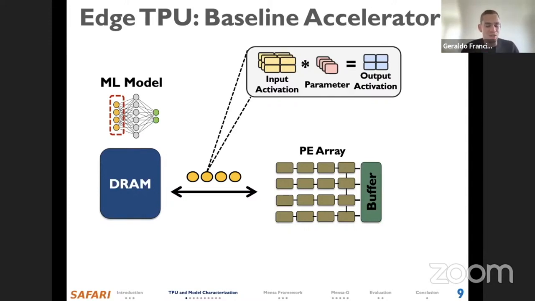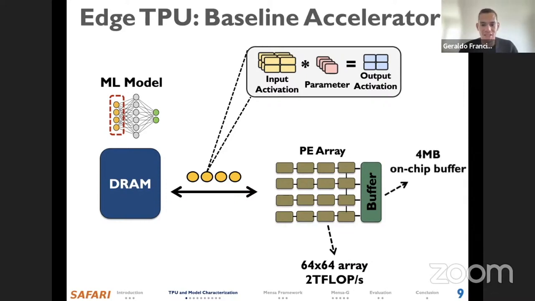At a high level, the accelerator has 4 key components. First, it has a processing element array to perform multiply and accumulate operations. In the HTPU, we have a 64 by 64 array that can achieve a peak throughput of 2 teraflops per second. We also have on-chip buffers to hold parameters and activations, one for parameters and another one for activations. And fourth, we have a dataflow that specifies how parameters and activations are mapped to the processing element array and the movement between the buffers.